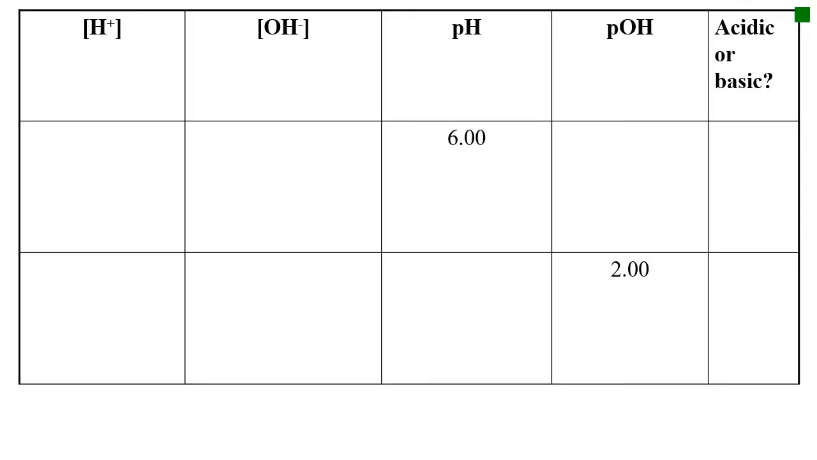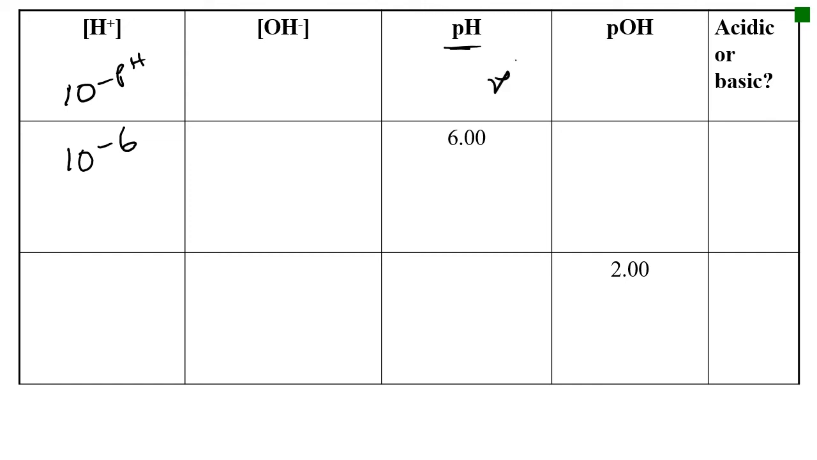All right, so let's continue and do this. If our pH is 6, then our H plus here is 10 to the minus 6. Again, our H plus from our pH is 10 to the minus pH.